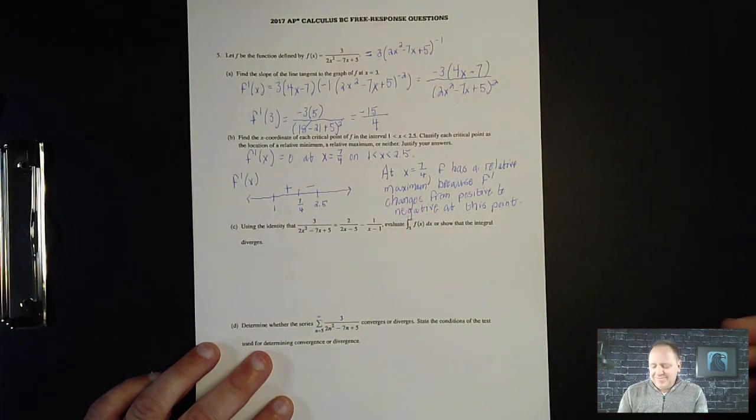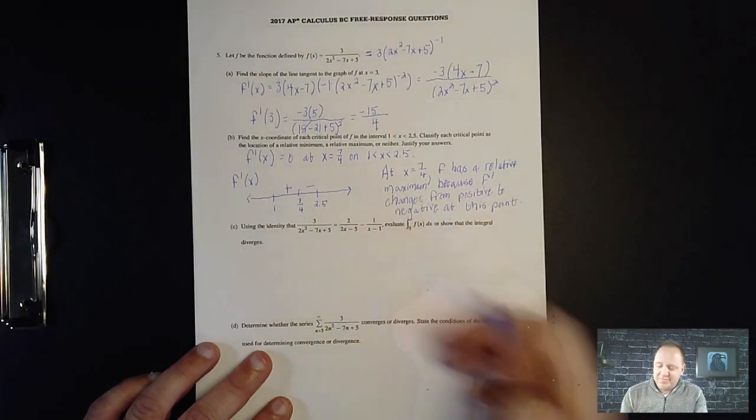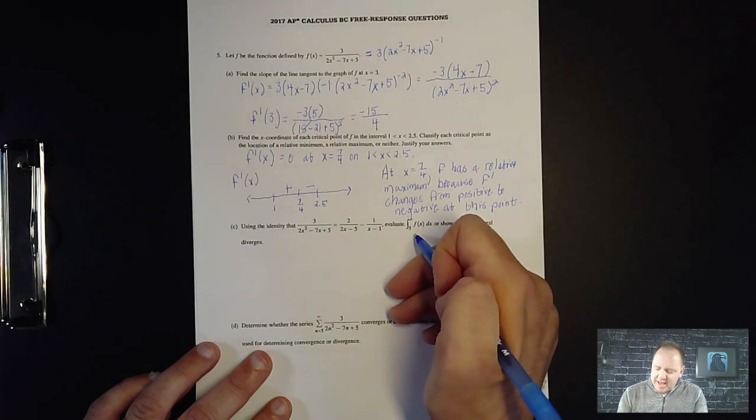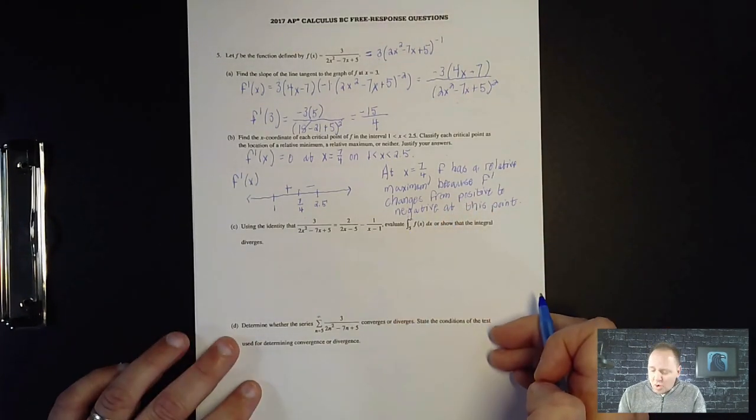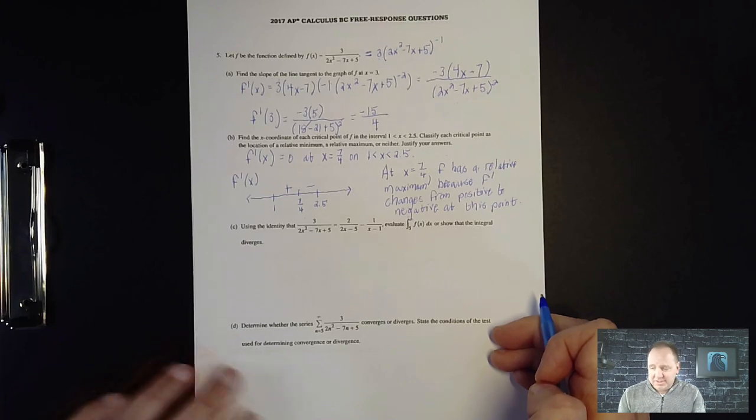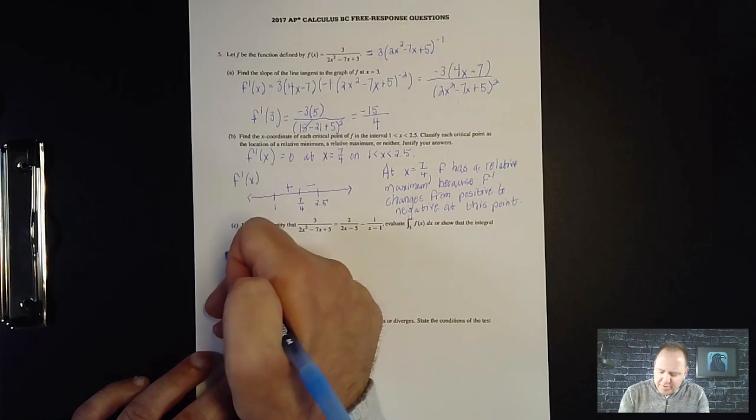All right, so they didn't even make me do partial fraction integration on this. They split it for me already. They want me to evaluate the integral from 5 to infinity of f of x or show that the integral diverges. All right, so I need to take this improper integral and evaluate it.